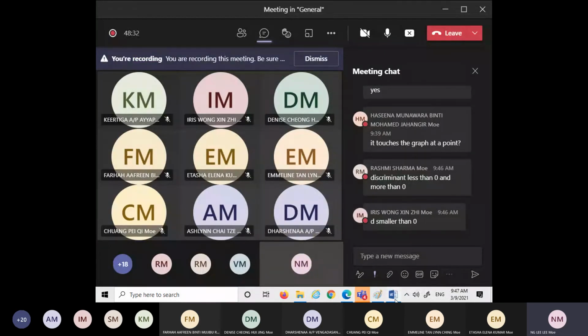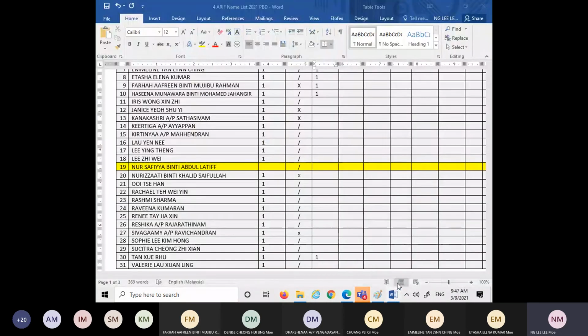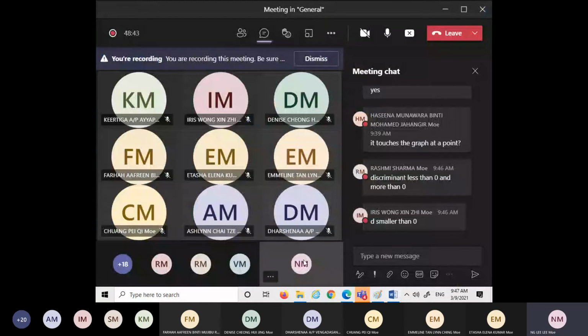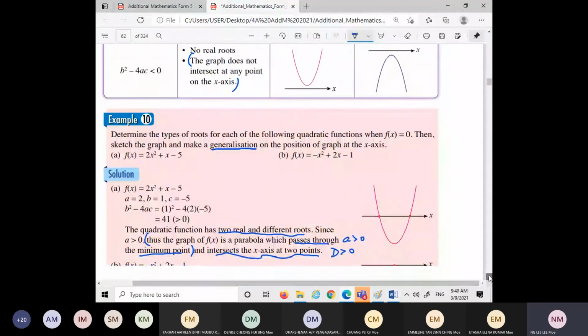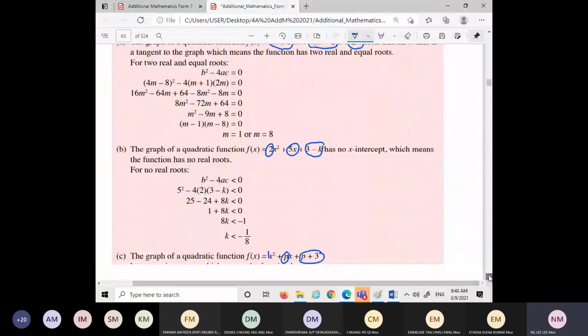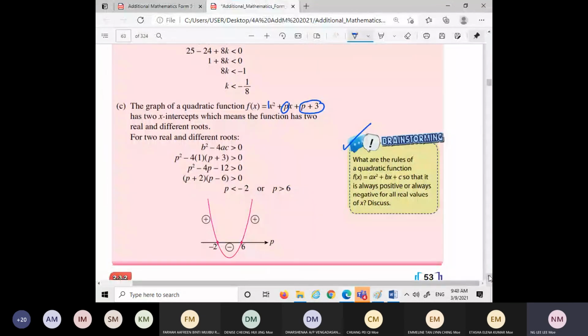So I give Iris one mark. Oh, you follow sequence. You like to follow sequence. Okay, I come back here. Okay, I have done this part.